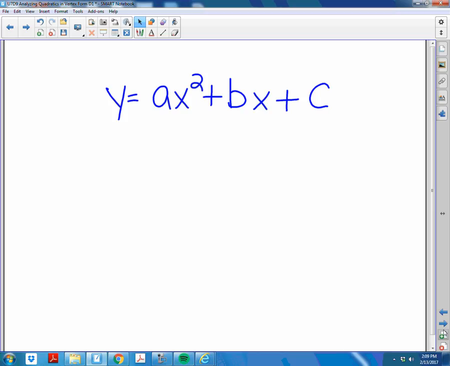We know if it's wide or narrow. How do we know if it's wide or narrow? If the A value gets closer and closer to 0, it gets more and more wide. Make sure you know that.